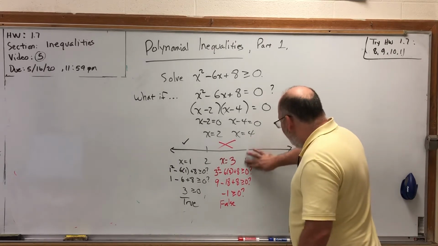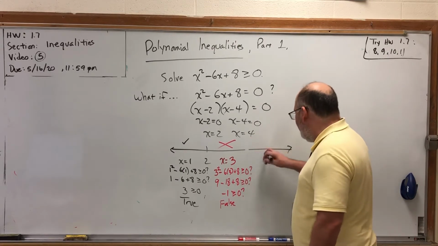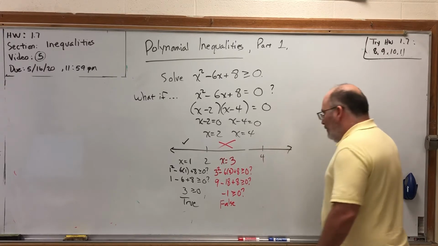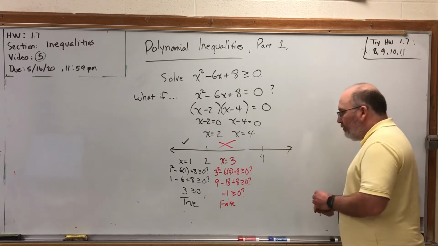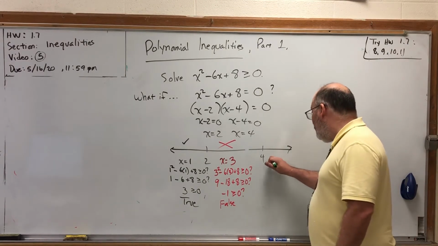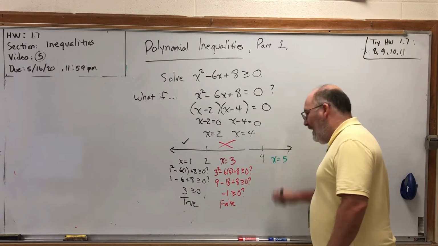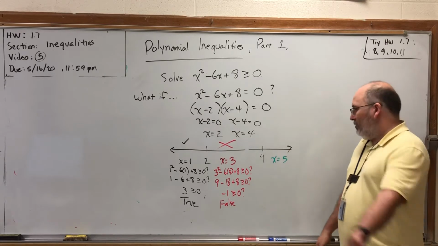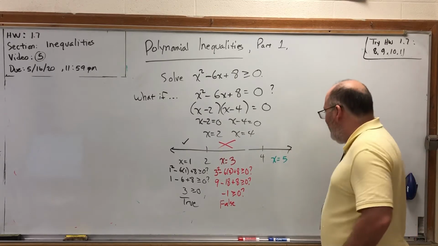What about to the right of 4? Just to uncrowd this, I'm going to slide the 4 over a little bit. What about to the right of 4? Give me a number greater than 4. 5. And it really doesn't matter what number you pick. I could pick 5 or I could pick 5,000. As long as it's greater than 4, it's a good test value.